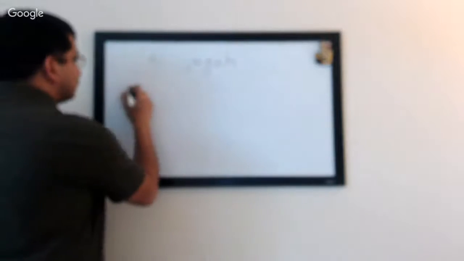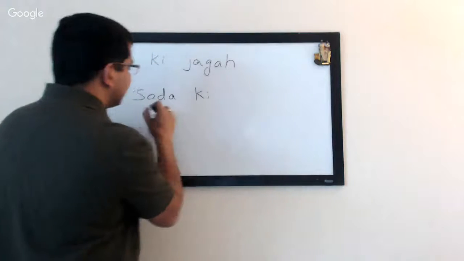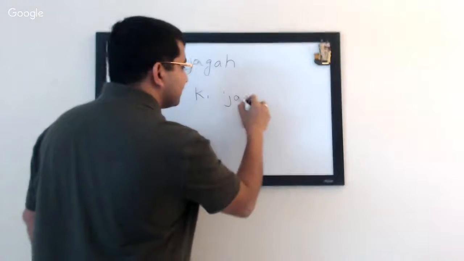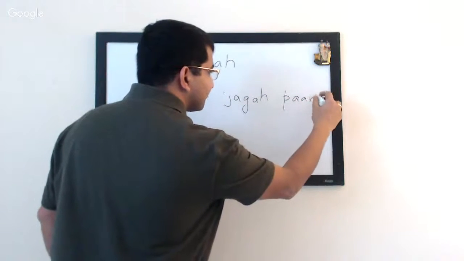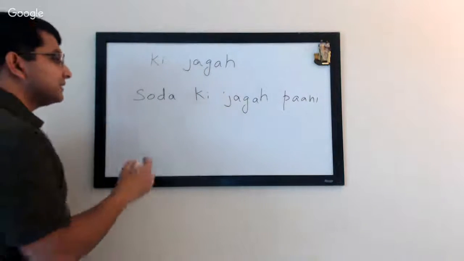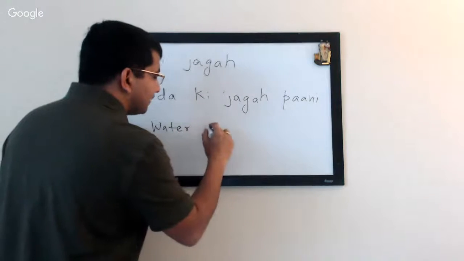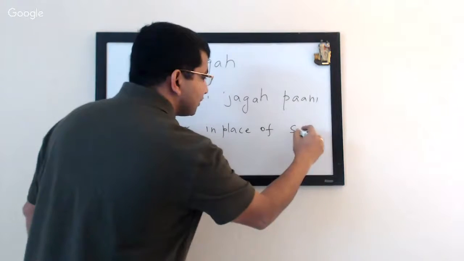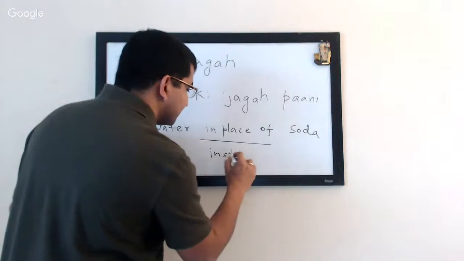If I were to cover some more examples, let's say soda, which is your soft drink, Pepsi, Coke, or anything, right? Soda की जगह पानी, right? It means basically water in place of cold drink or soda. It is also basically instead of. It's the same thing in Hindi, instead of.